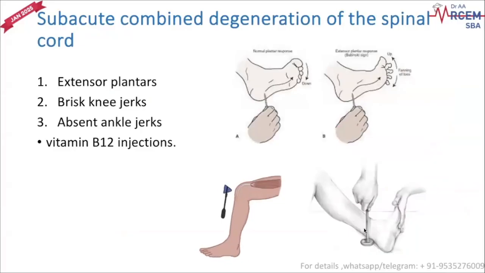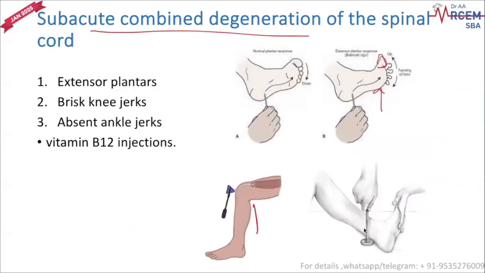Whenever you stimulate the sole, there is an extension of the great toe. This is known as Babinski's sign. Babinski's sign is present if there is an extension, which is seen in subacute combined degeneration of the spinal cord. Knee jerks, that is, knee reflex, will be quite brisk. Ankle reflex will be absent. Treatment here is by giving vitamin B12. Why? This is the vitamin B12 deficiency which causes subacute combined degeneration of the spinal cord.